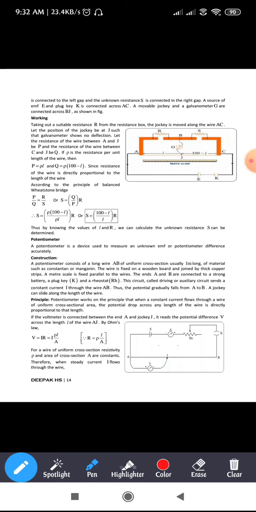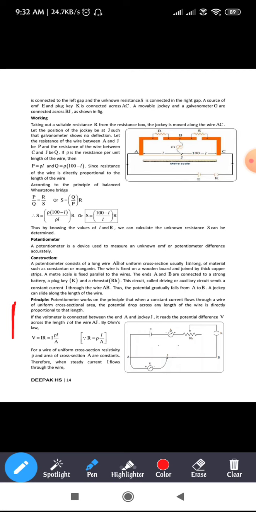Next, the principle of the potentiometer, I'll just read out. Potentiometer works on the principle that when a constant current flows through a wire of uniform cross-sectional area, the potential drop across any length of the wire is directly proportional to that length. Here it is assumed that a constant current flows through the wire. The scale is fixed between point A and point B, and over that scale a wire is mounted.